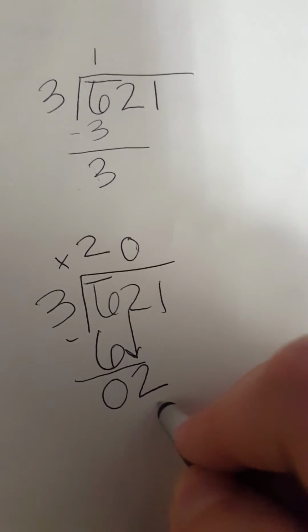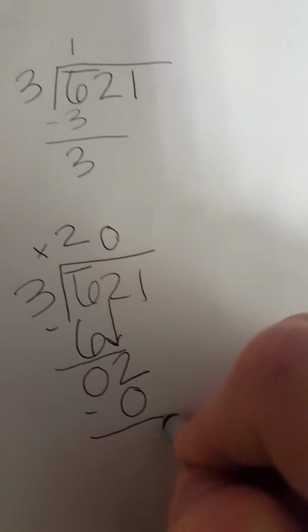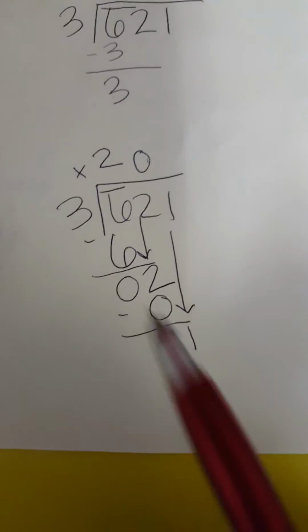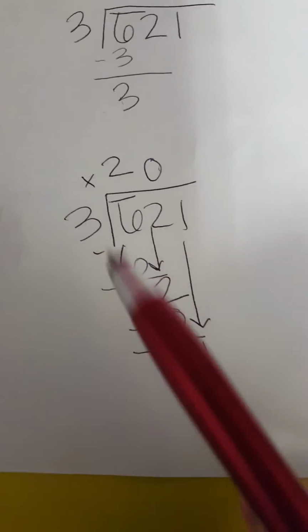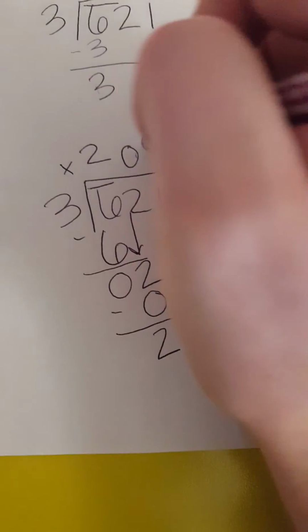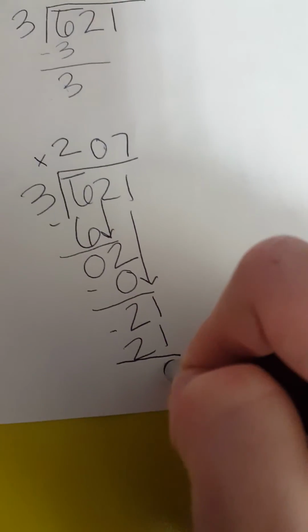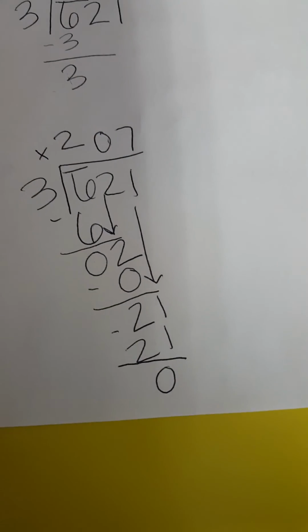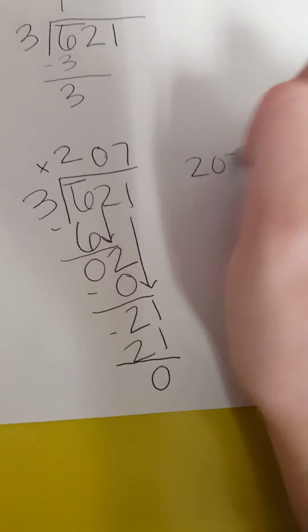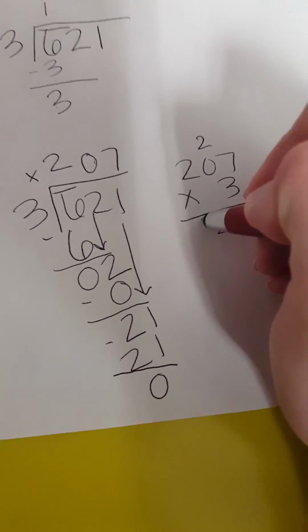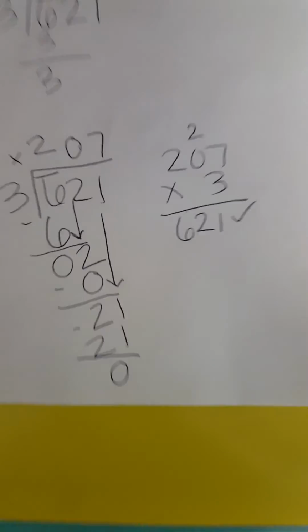And 0 times 3 is 0. Then I'll subtract, bring down, and now 3 can divide into 21. And 3 goes into 21 7 times. 7 times 3 is 21. I subtract, I get 0. I have no remainder. I check my answer. You always, always, always check your answer with multiplication.